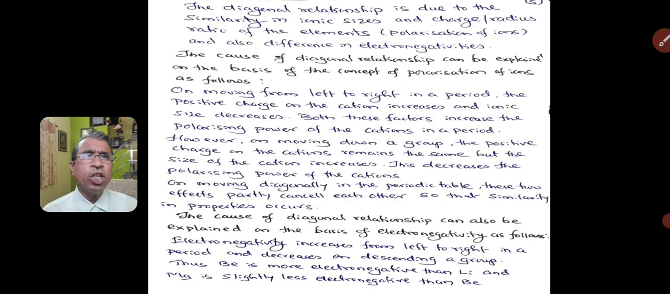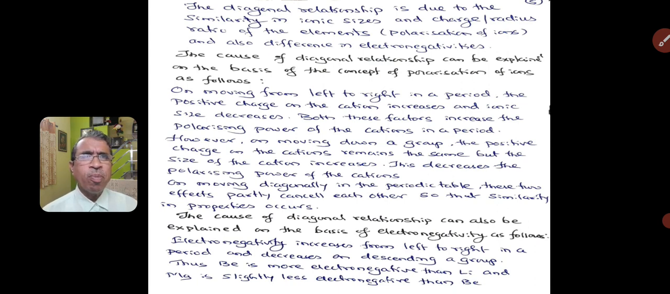The diagonal relationship is due to the similarity in ionic sizes and charge to radius ratio of the elements. This charge to radius ratio of the elements is also called polarization of ions. And the diagonal relationship is also due to difference in electronegativities. The cause of diagonal relationship can be explained on the basis of the concept of polarization of ions as follows.